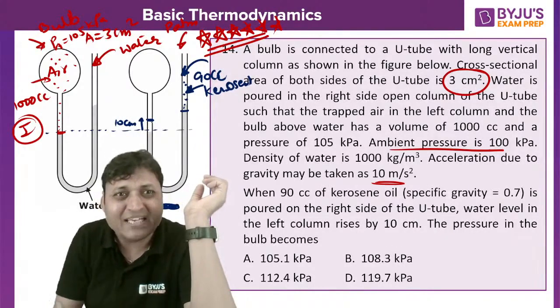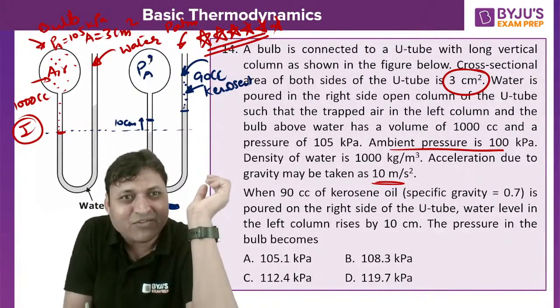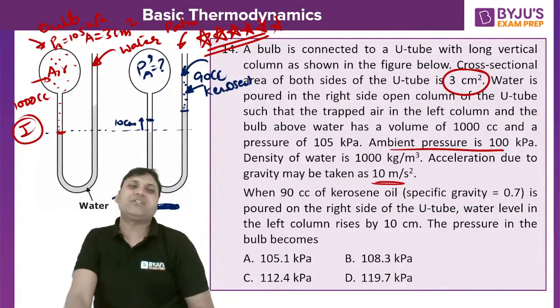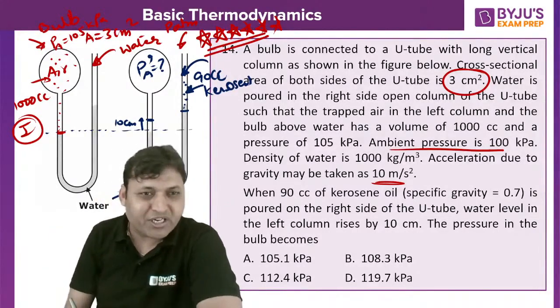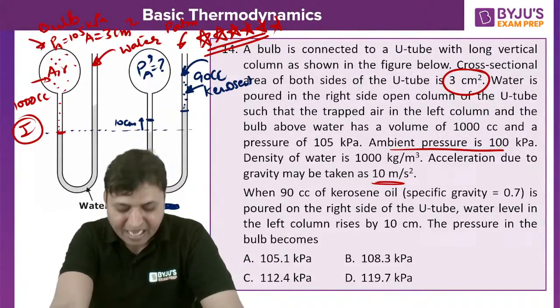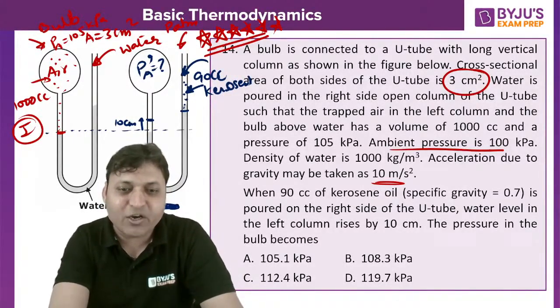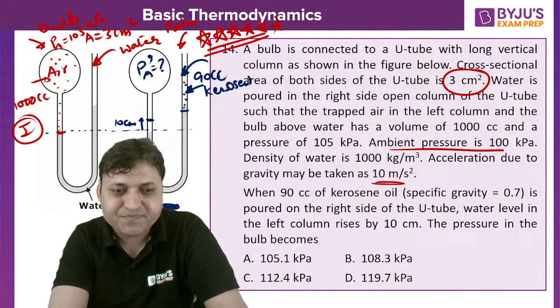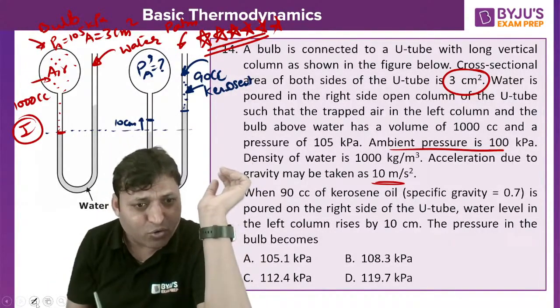So what is the pressure in the bulb? PA dash will be how much? That is the question. Can you solve it? Have you understood the question? Let me make the question clear first. The first step is to get clarity in the question and then you need to solve it. Let me make the question clear to you.